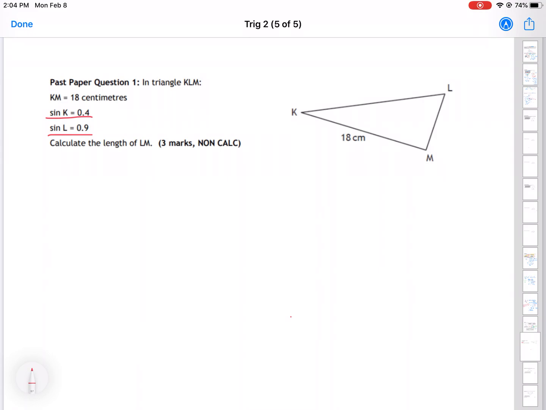So we're told a bit about this diagram. We're told what this angle makes when it's combined with sine, and what this angle makes when it's combined with sine as well. And we're told to calculate the length of LM, which is that side along there. So if I label that side with a K, label the smaller side with an L, instead of using A, B and C, I'm going to use K, L and M. So K over sine K equals L over sine L equals M over sine M.